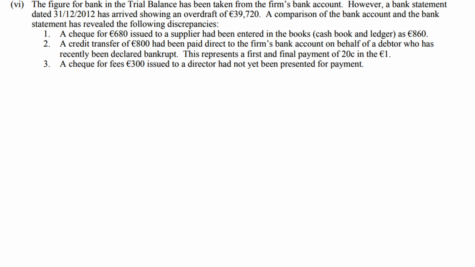Number 1, a cheque for €680 issued to a supplier had been entered in the books, cash book and ledger, as €860. Number 2, a credit transfer of €800 had been paid direct to the firm's bank account on behalf of a debtor who has recently been declared bankrupt. This represents a first and final payment of 20 cents in the €1. And then number 3, a cheque for fees of €300 issued to a director has not yet been presented for payment.